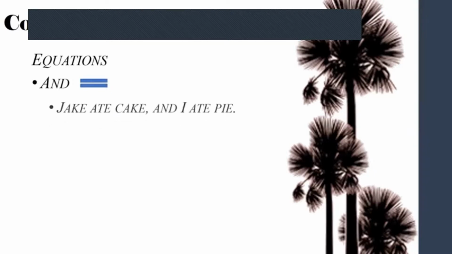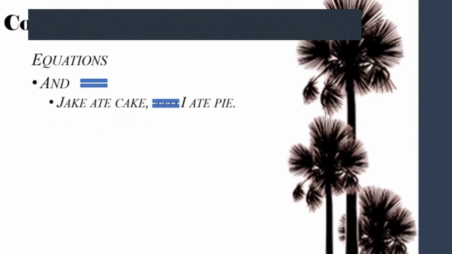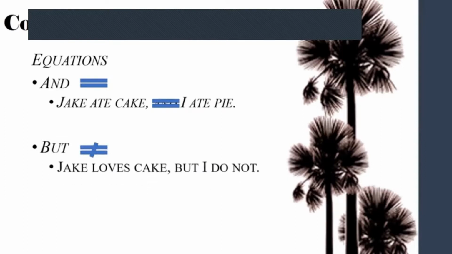You can think of coordinating conjunctions as equations. For example, and is like an equal sign. So Jake ate cake and I ate pie. But is like a not equal sign. Jake loves cake, but I do not. Notice in these examples that the two clauses have the same weight or significance of meaning. Notice too that a comma precedes the coordinating conjunction when you are joining two independent clauses.